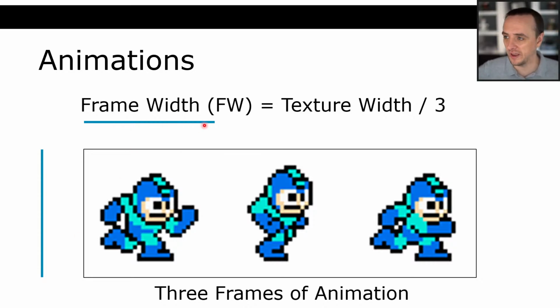The frame width, so for example, frame 1, how do I get the width of that? Well, it's really, really easy. I just take the entire texture width and divide it by the number of frames of animation. Our actual animation in our game is actually going to have 4 frames of animation, but this fit on the slide a bit nicer. So I'm going to have to figure out which rectangle to draw.